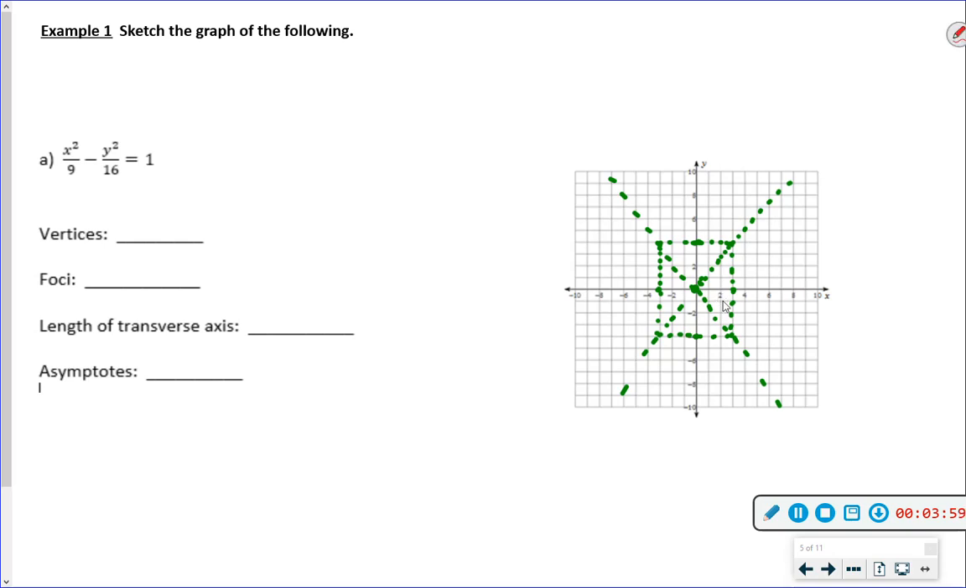Now, I am ready to draw this thing. First things first, I'm going to check which variable comes first. In our case, it's x, so it's going to open horizontally. So I'm going to find the right point, which was right here on the box, and I'm going to draw close to my asymptotes. I'm not going to cross or touch. So one of my vertices is at (3, 0).